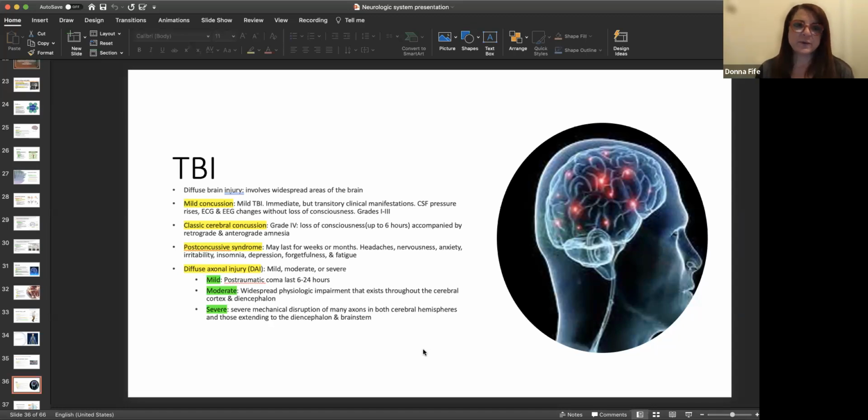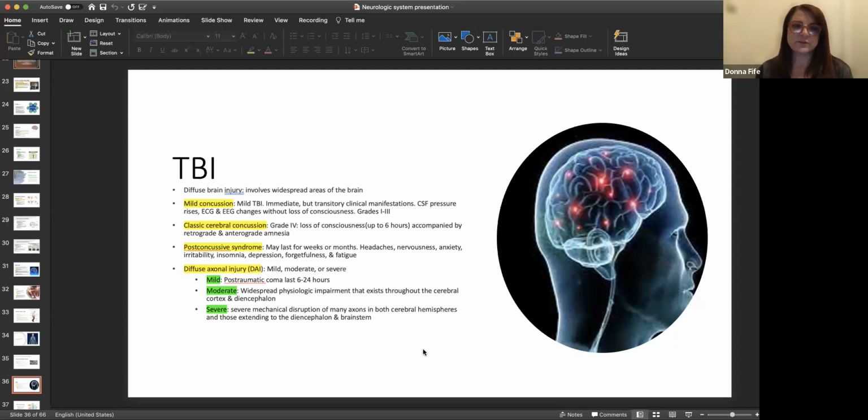The classic cerebral concussion is a grade 4. This is when there's loss of consciousness, which may last up to 6 hours and is accompanied by retrograde and antegrade amnesia. Post-concussive syndrome may last for weeks or months, where the patient has headaches, nervousness, anxiety, irritability, insomnia, depression, forgetfulness, and fatigue.